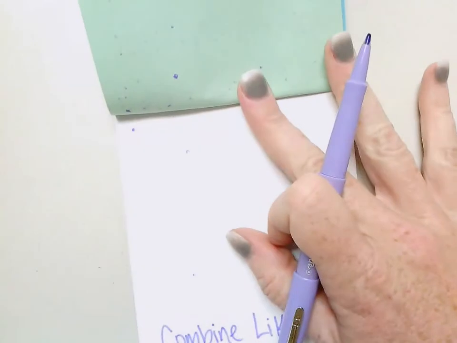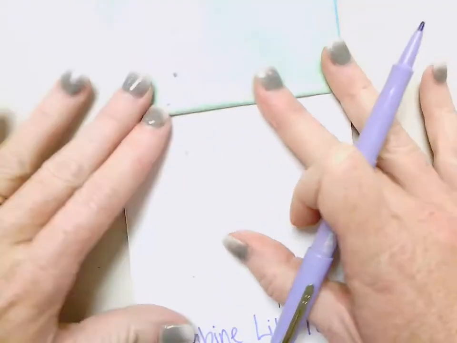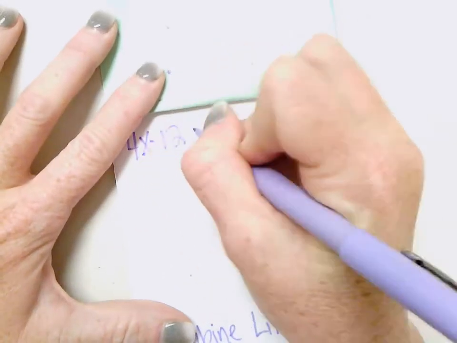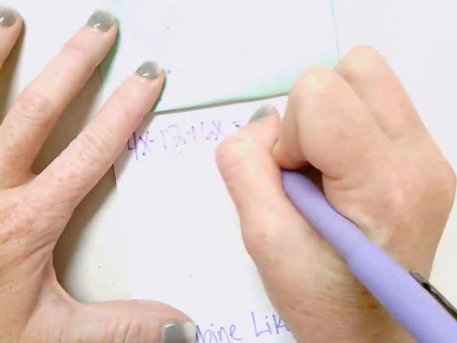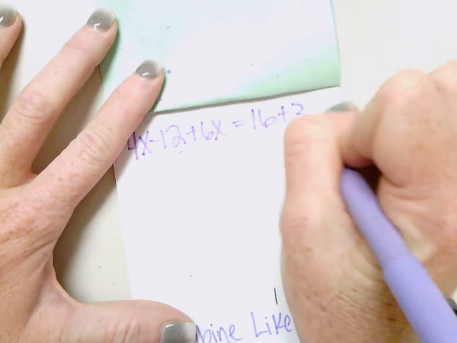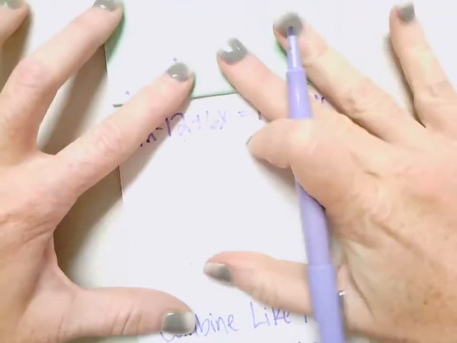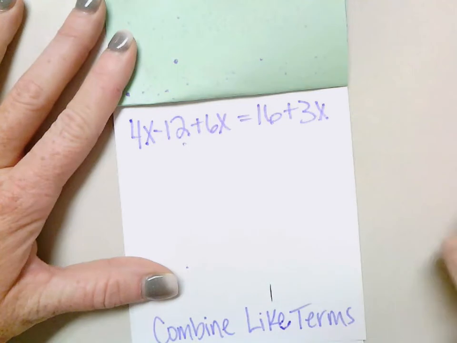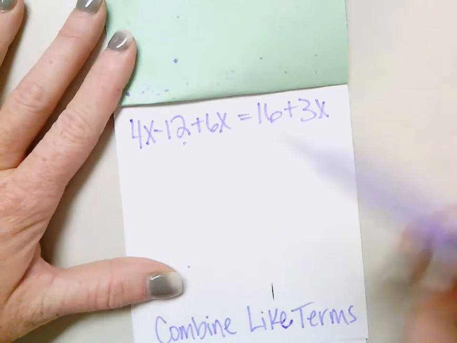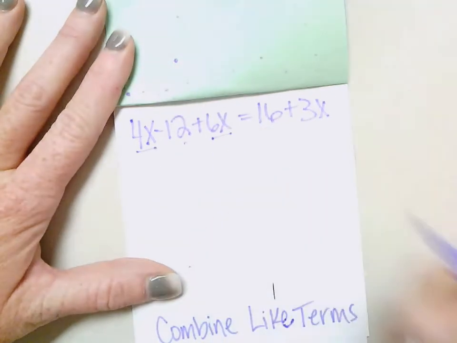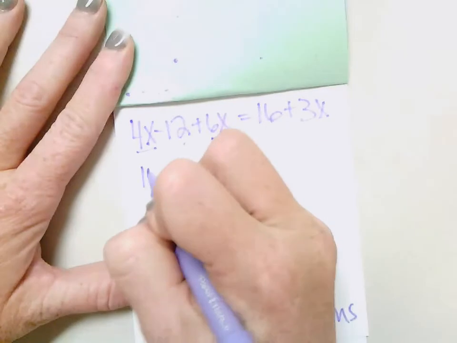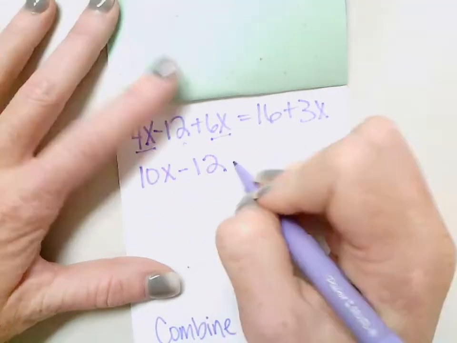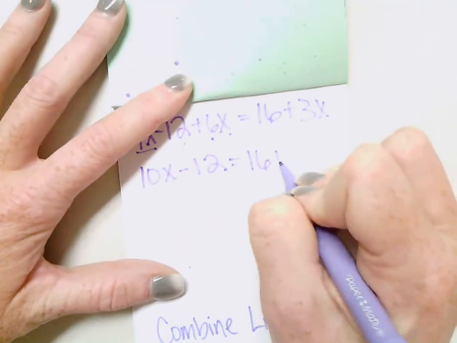Go ahead and rewrite that problem at the top up here. So you have 4x minus 12 plus 6x equals 16 plus 3x. Okay. On this one, we're combining like terms. That means putting the boxes with boxes, the rocks with rocks. So this would be a box, and this is a box. So this is 10x minus 12 equals 16 plus 3x.